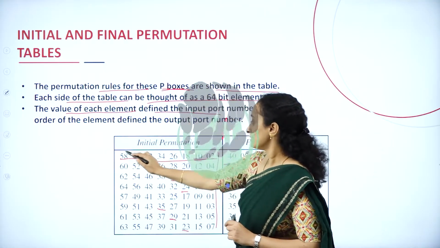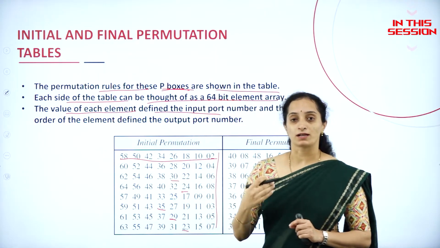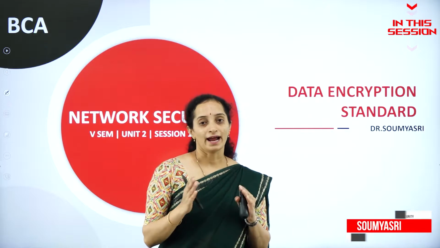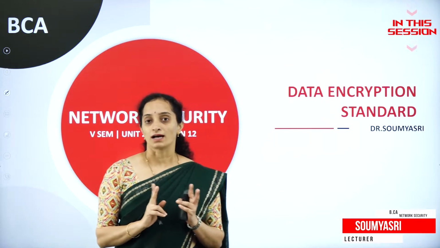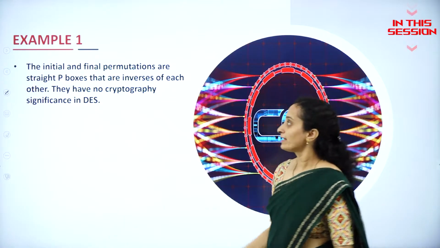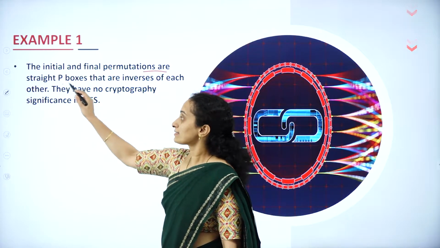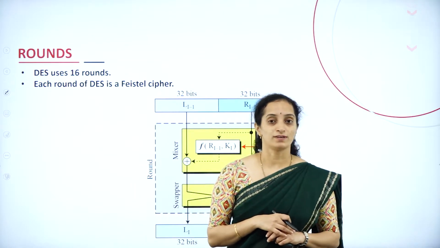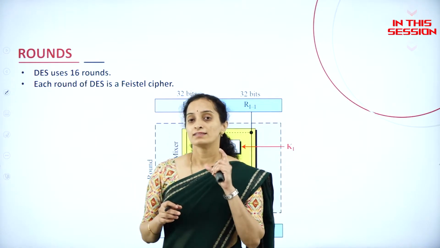Each element specifies the input port number. Initial permutation and final permutation are reverse of each other. The initial and the final permutations are straight P boxes. Middle part of the structure of DES, we have the Feistel round.